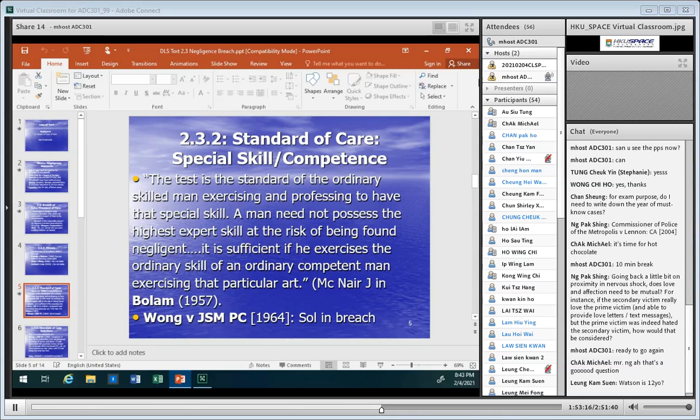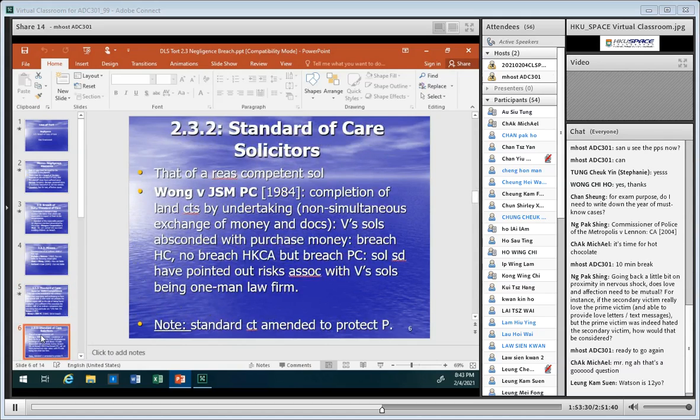I want to look at Wong and JSM first, because that concerns us lawyers, because the person involved was a young solicitor. Where's my mouse? I'm looking for my mouse again. Come in. There you are.